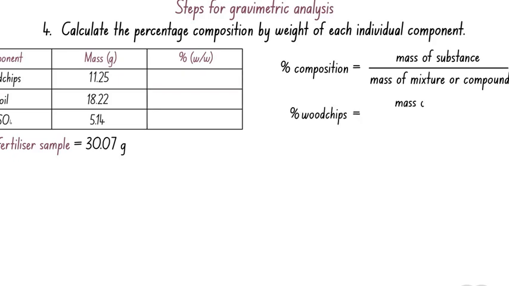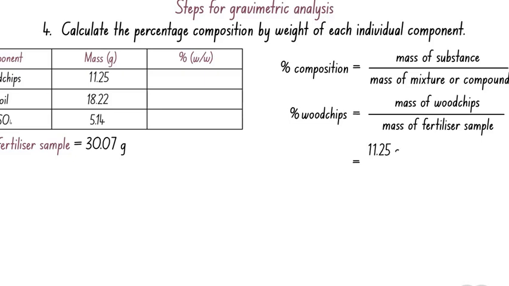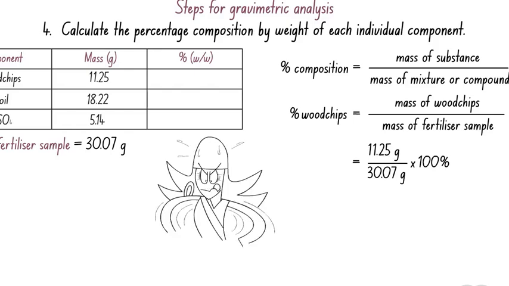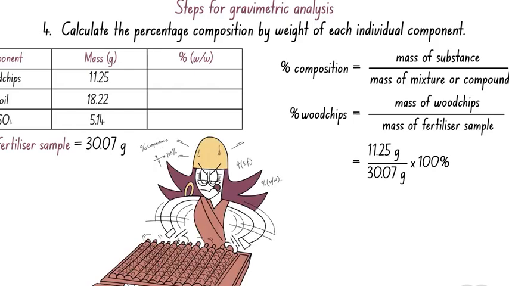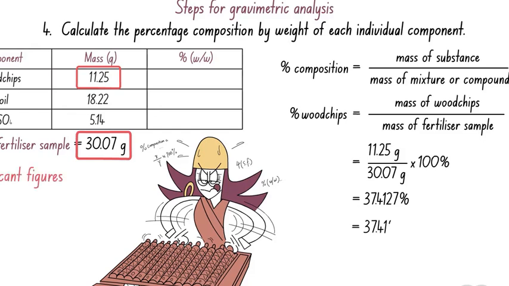In this case, the mass of the substance is the mass of the wood chips, while the mass of the mixture is the total mass of the fertiliser sample. She substitutes the values into the formula, making sure that both masses are written in the same units, grams. After calculating the answer, she finds that the percentage by weight of wood chips in the sample of fertiliser is 37.4127%. Since the mass of wood chips and the mass of the fertiliser sample are both known to 4 significant figures, we should round our answer to 4 significant figures. Thus, the percentage by weight of wood chips is 37.41%.